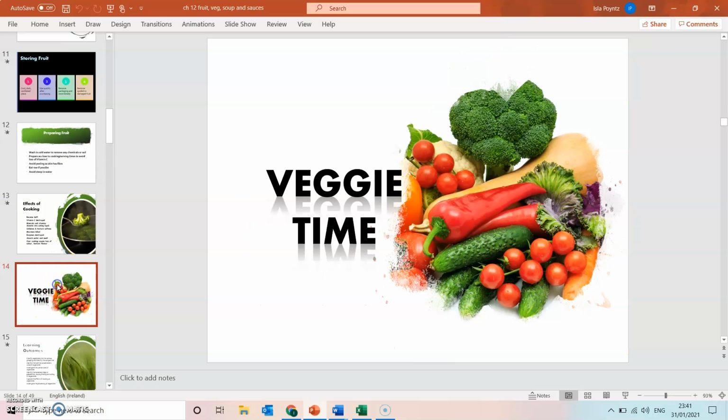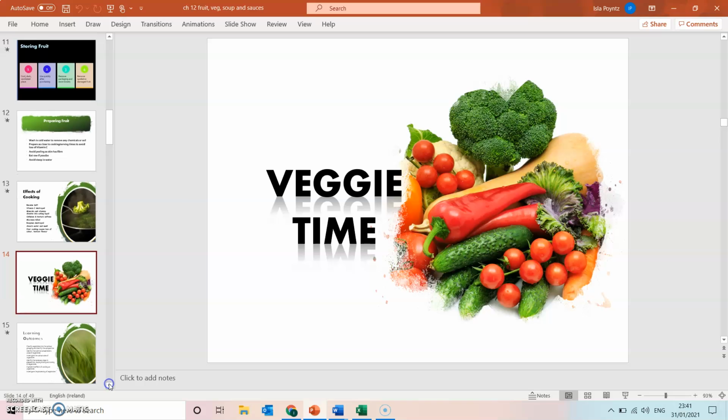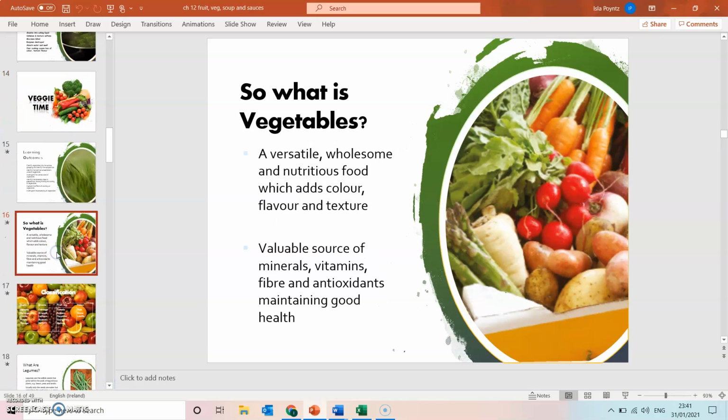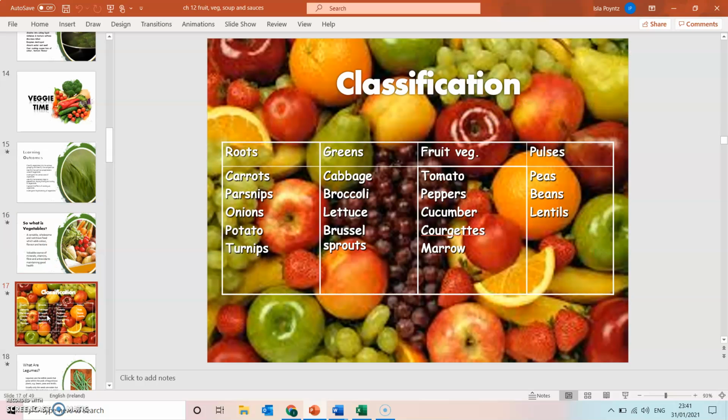Okay, now let's move on to our vegetables, and we'll start looking at the beginning of the vegetables. Okay, so they're versatile and wholesome. They add colour and flavour and texture to the diet, and they're full of nutrition. So let's look at the classification first. Right, so in terms of the classification, we have four main groups: the roots, the greens, full of iron, fruit vegetables, they have seeds in them, and pulses.